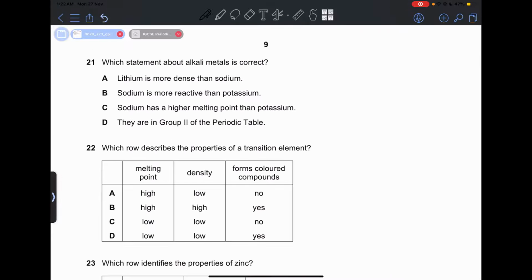21. Which statement about alkali metals is correct? A says lithium is more dense than sodium. Actually, this is an incorrect statement. It is actually the opposite. B says sodium is more reactive than potassium.